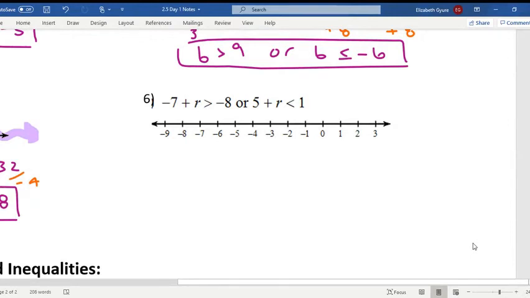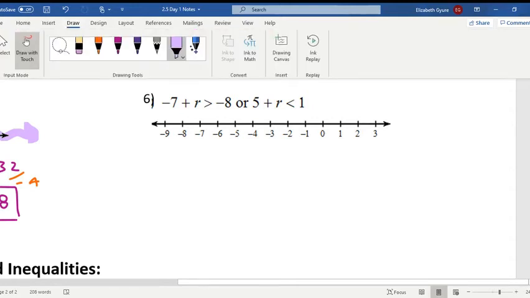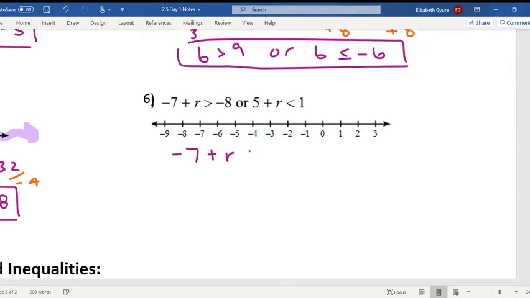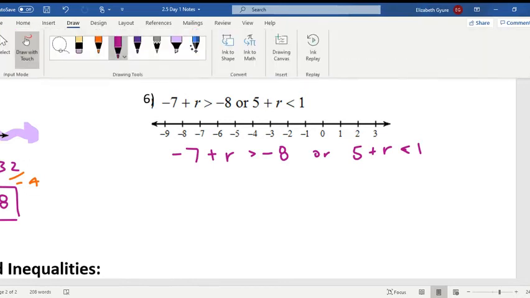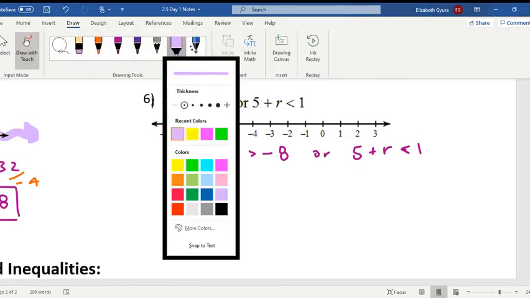All right, number 6. We have -7 plus r is greater than -8, or 5 plus r is less than 1. So -7 plus r is greater than -8, or 5 plus r is less than 1. We want to get our r all by itself here.